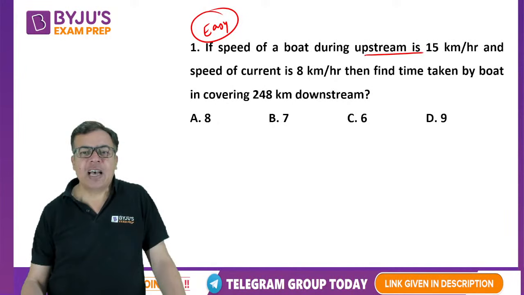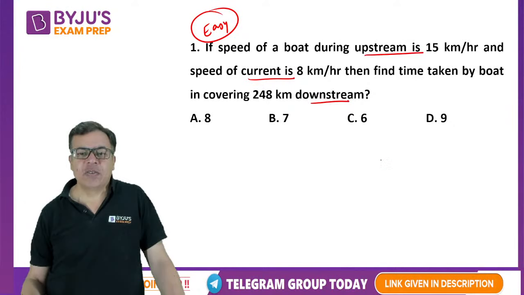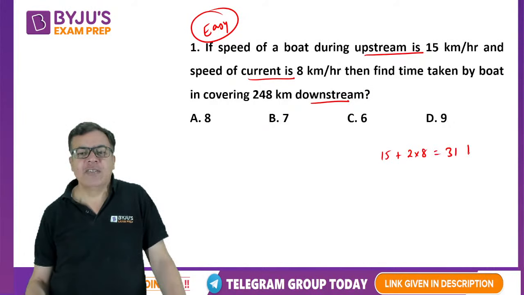If it is upstream and the speed of current is given, what will be the speed of downstream? It will be 15 plus 2 into 8, that is 31 km per hour, which will be your downstream speed.